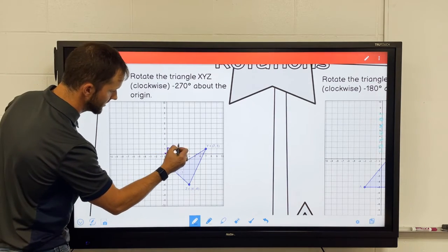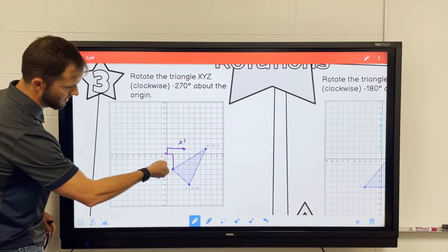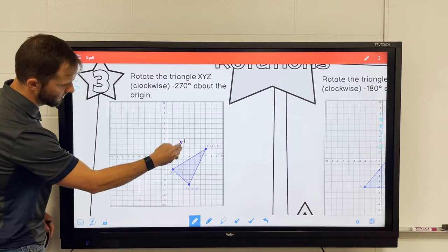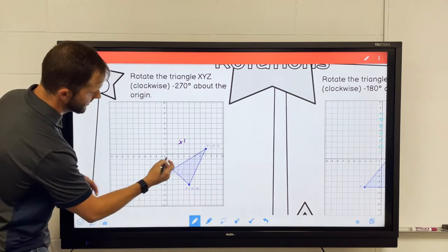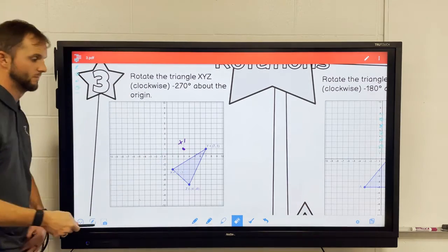So ladies and gentlemen, this is where x prime is going to end up. Because if you look here, I rotated it here, so it would go down and over. I rotated it here, it would go down and up. I rotate it one more time, it would go up and over. So it would actually be at 1, 3 that ends up being my x prime here, okay?